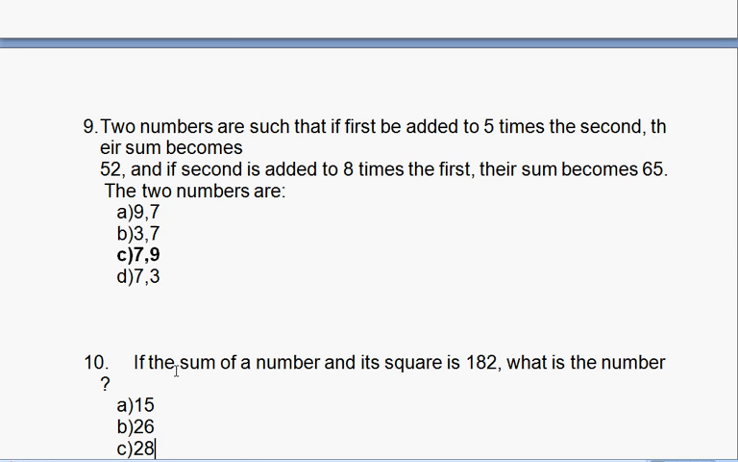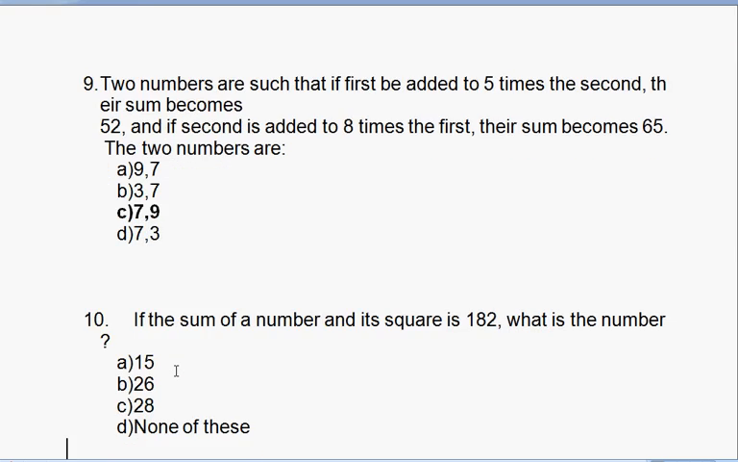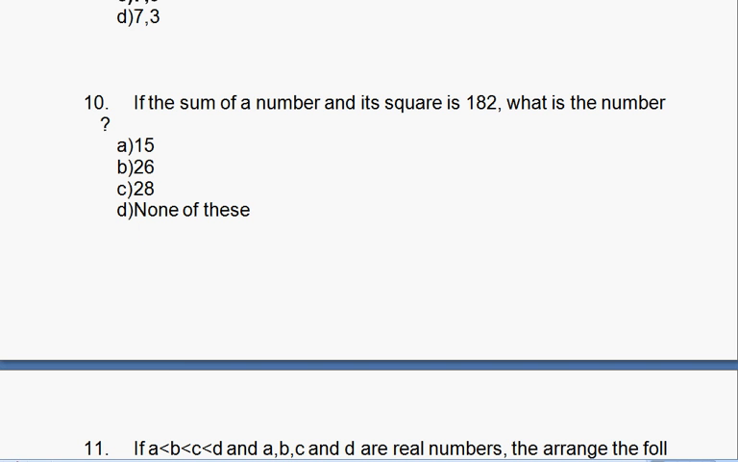If the sum of a number and its square is 182, what is the number? So the question says let the number be x. So we have to make equations, and sum of its square, which means x square, and it is equal to 182, right? So it becomes a quadratic equation. x square plus x minus 182 is equal to 0. Now we have a minus sign here, right? So we just divide this into factors such that subtracting them we get 1, right?